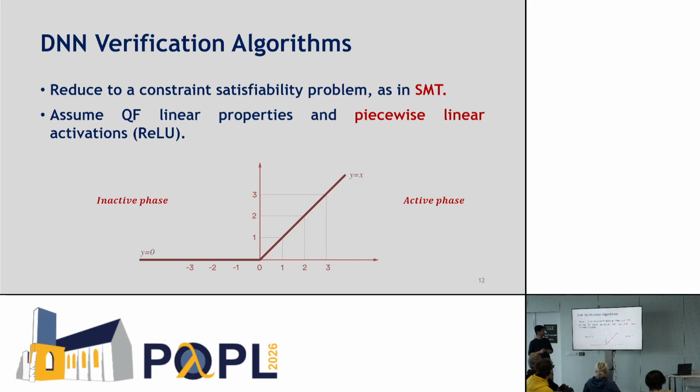And many verification algorithms then reduce this problem to a constraint satisfiability problem, as we have in SMT. For this talk, we will assume for simplicity that the properties are linear, quantifier-free, and that the network employs piecewise linear activation, and specifically ReLU, even though our work works with any piecewise linear activation. The ReLU function is very simple. It's the maximum of the input and 0. And it has two phases, the active phase, which is the identity for positive inputs, and the inactive phase, which is constant 0 for negative inputs.